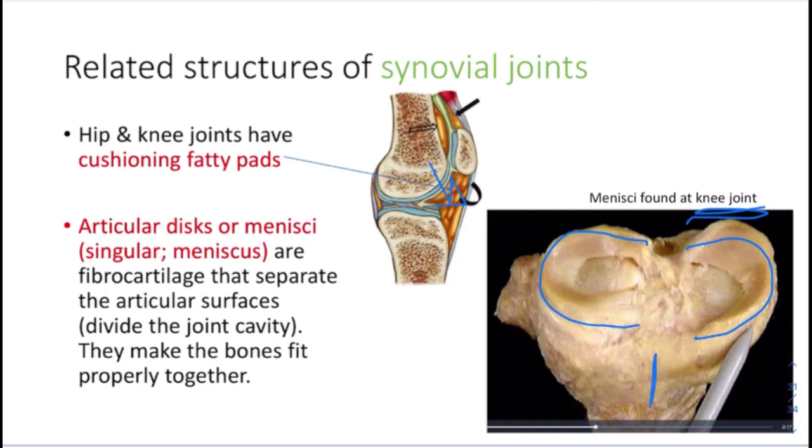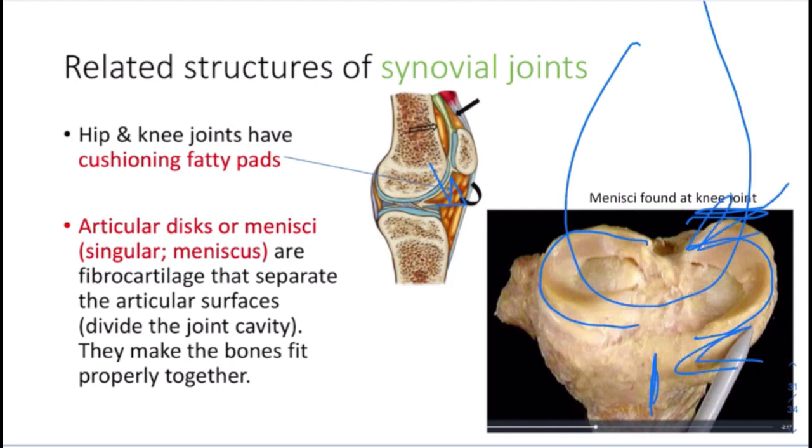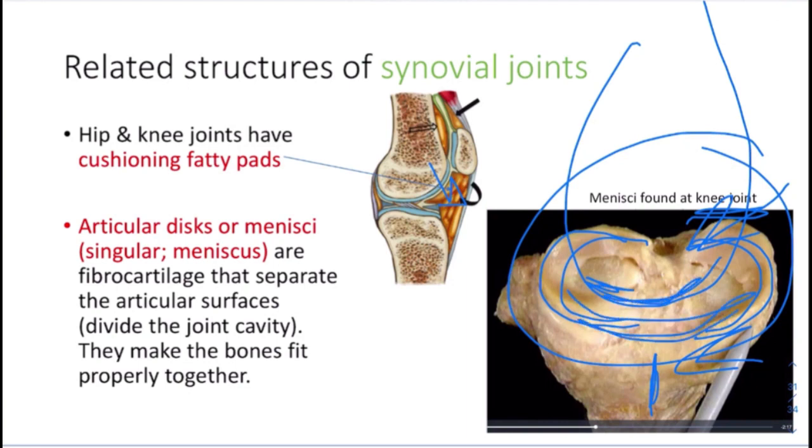They separate the articular surfaces. So this is the tibia, and over here you would have the femur. This is the distal end of the femur, and this is the proximal end of the tibia. And so this is the knee joint, obviously. And then you have these menisci, which are fibrocartilage. They separate the articular surfaces. So here would be the articular surface of the femur, and here's the articular surface of the tibia. So they separate them.